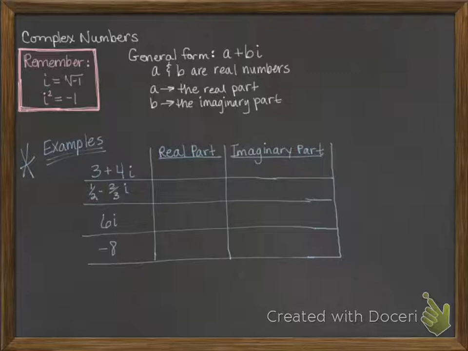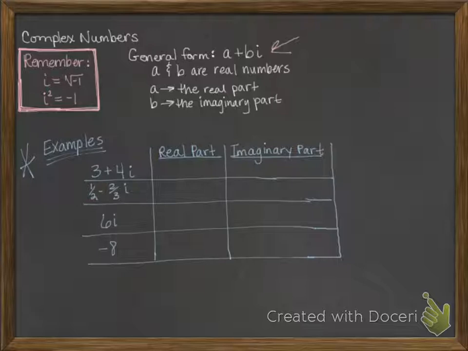When we're dealing with complex numbers, obviously we're going to be dealing with i. The general form of a complex number is right here, a plus bi. a and b are real numbers. We call a the real part and b the imaginary part. So the first part of remembering about complex numbers is easy. Let's look at these examples.